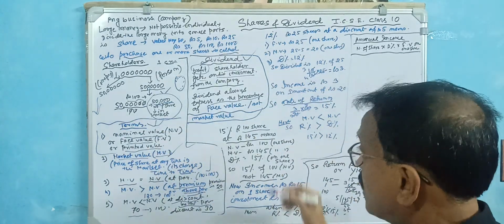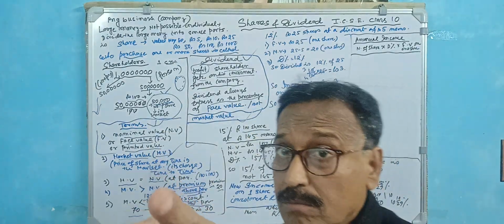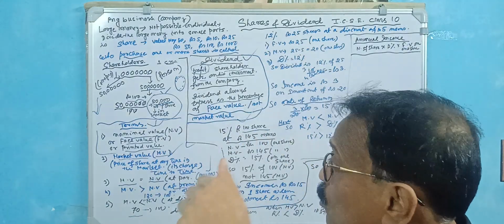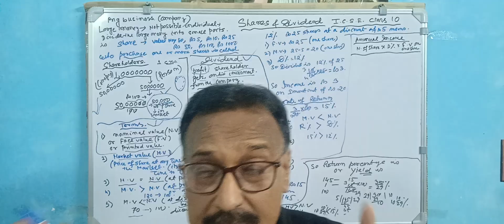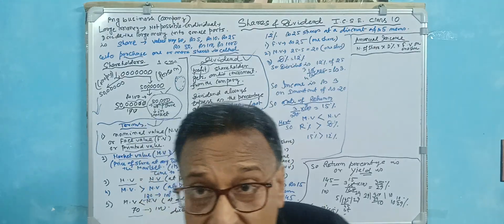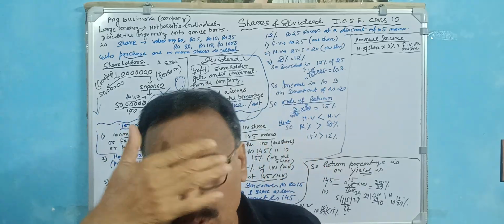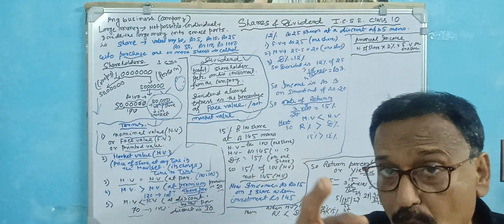In the previous video I just discussed up to this, because we just declare, we just end on the basis of the dividend calculation. Dividend is calculated on the basis of the total nominal value. This is a very important thing.